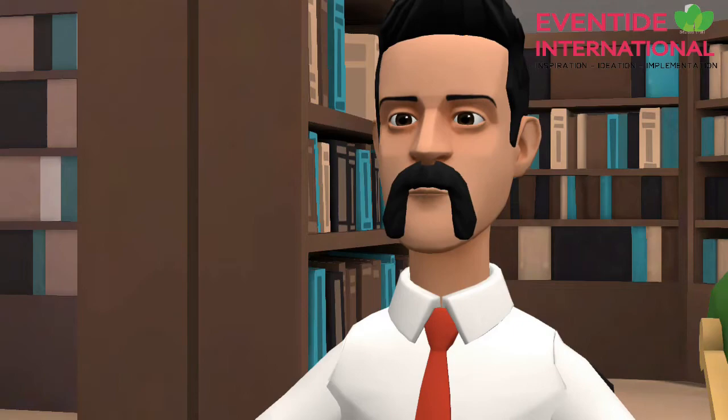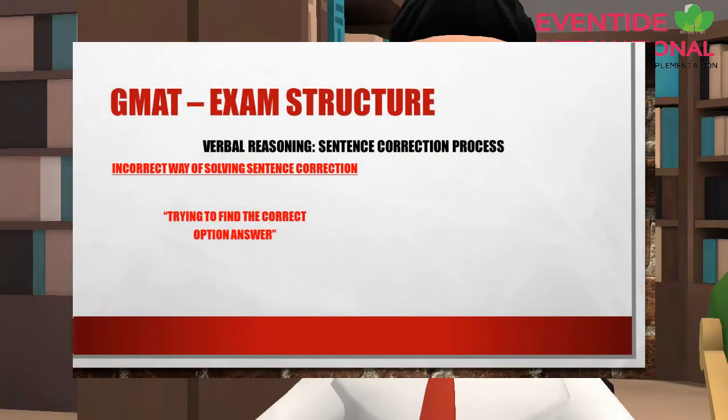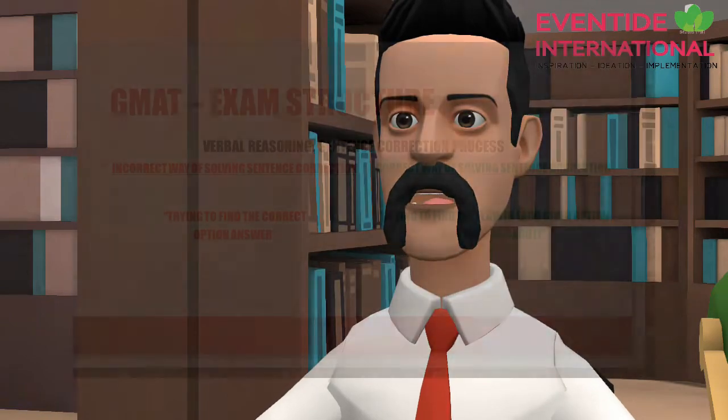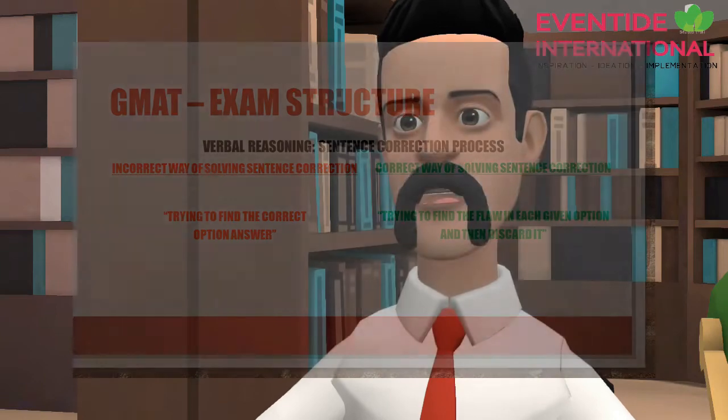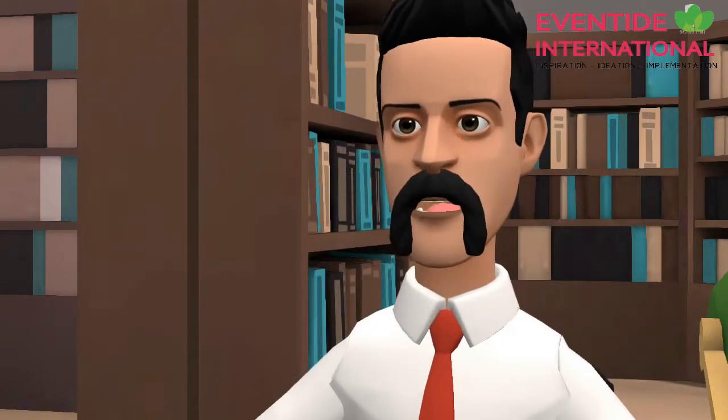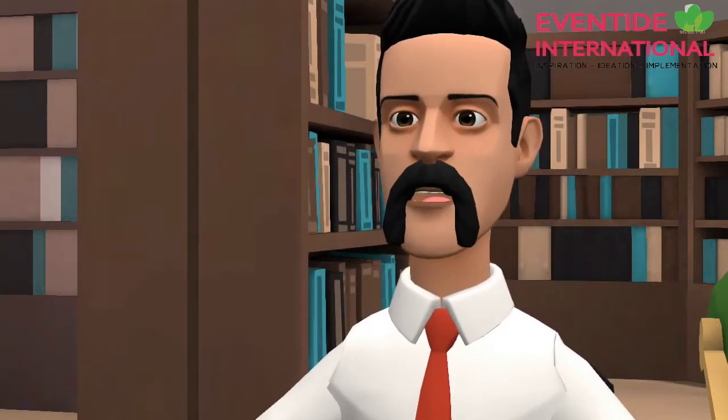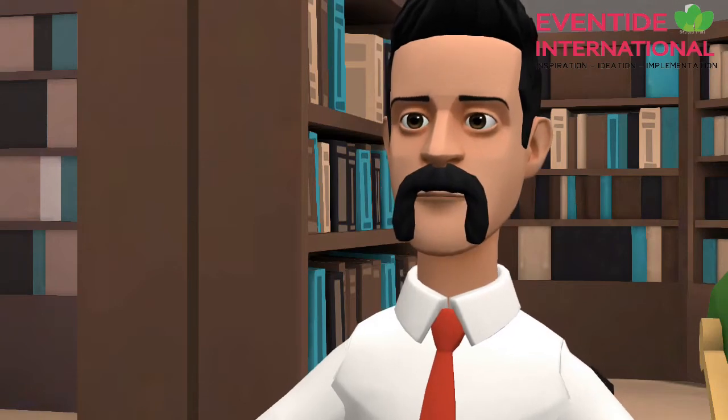What if we tell you that the correct way to solve a sentence correction question is not to find out the correct option? Instead, you should be finding the incorrect options. This is the ideal way to solve the sentence correction segment. Instead of going for the right one, you should look for the wrong ones.